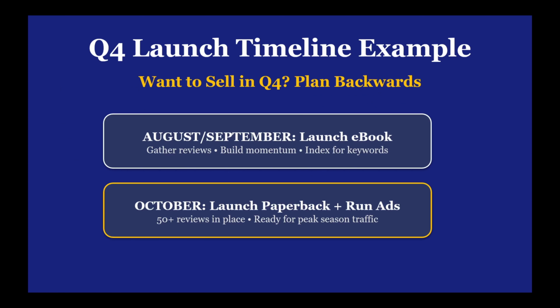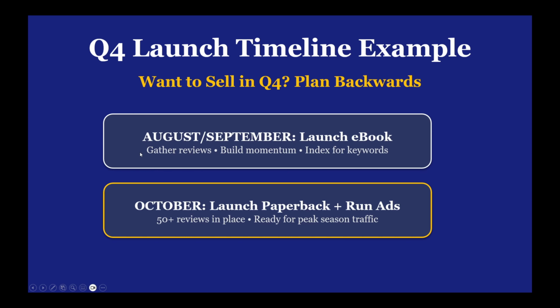So what does a launch timeline look like then? Well, take Q4 for example, assuming that you want to publish a book in Q4. You actually want to backtrack the entire process and make sure that your ebook is ready by August or September at the latest. Because normally August and September is a very quiet time on Amazon. Everyone is out of the office or on vacation.